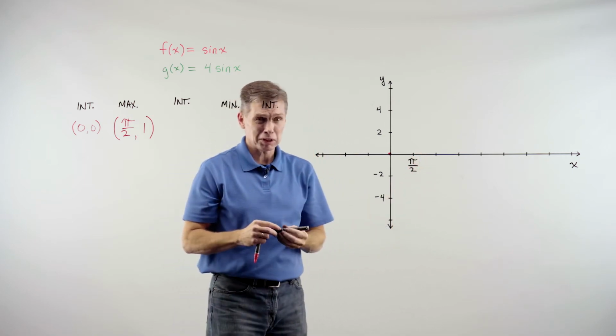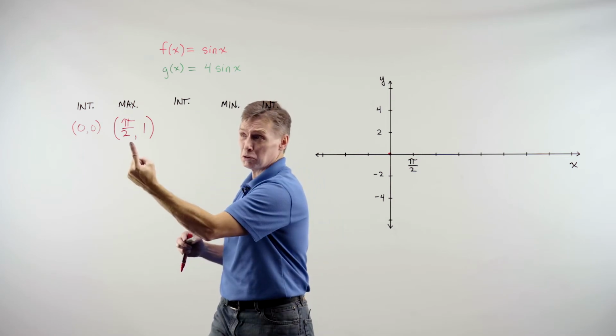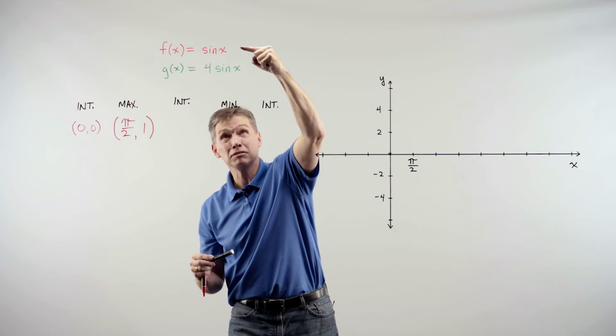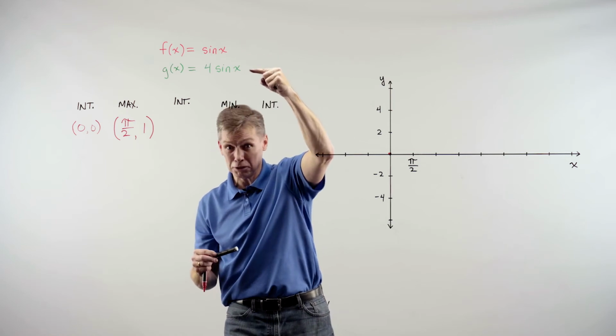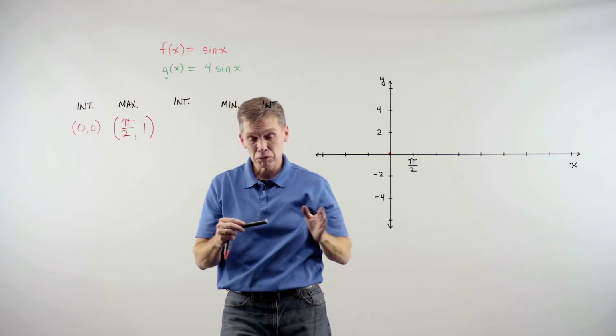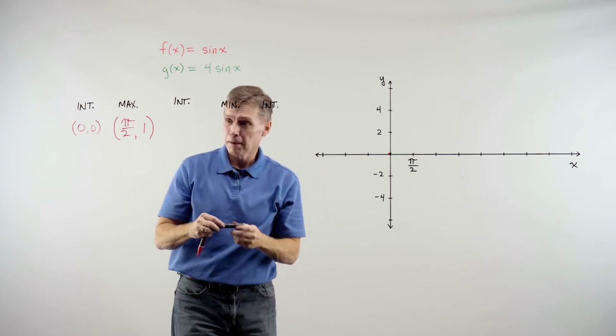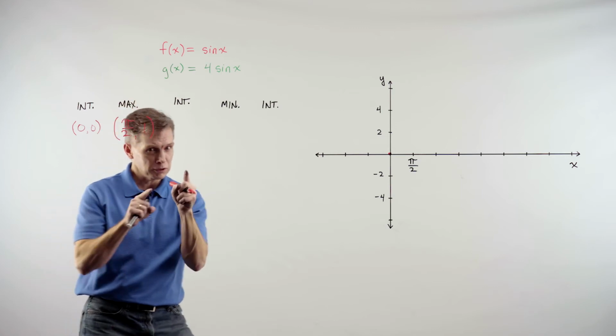And before you argue that we know it's always pi over 2 for this maximum, it's not true. It's true for the basic sine function, but for these other functions that you're going to be drawing, sometimes those x values shift left or right. So be careful. Let me move back to the key points that you should know.